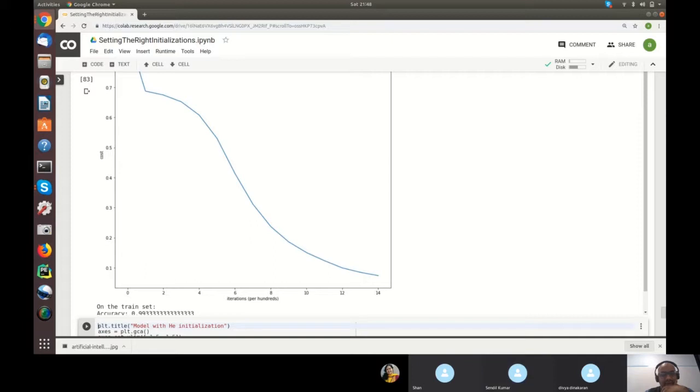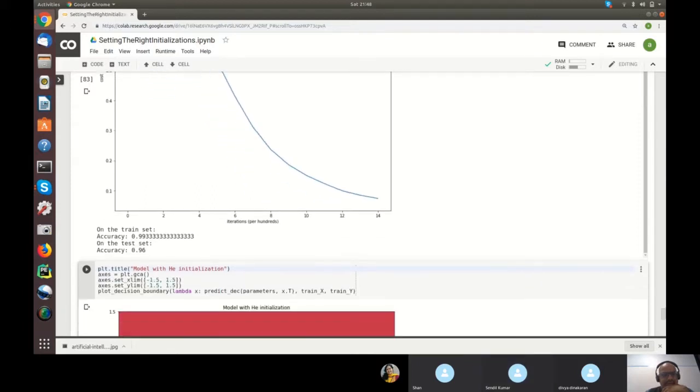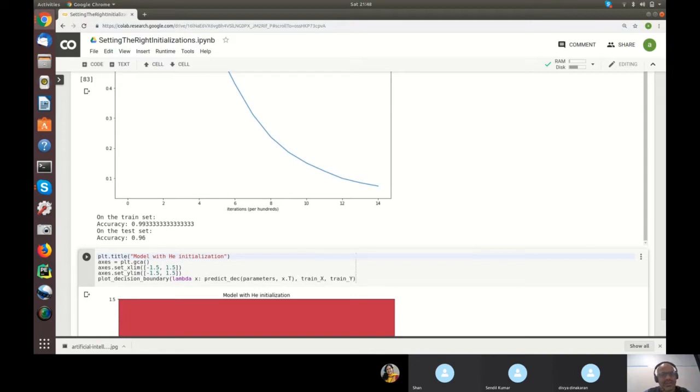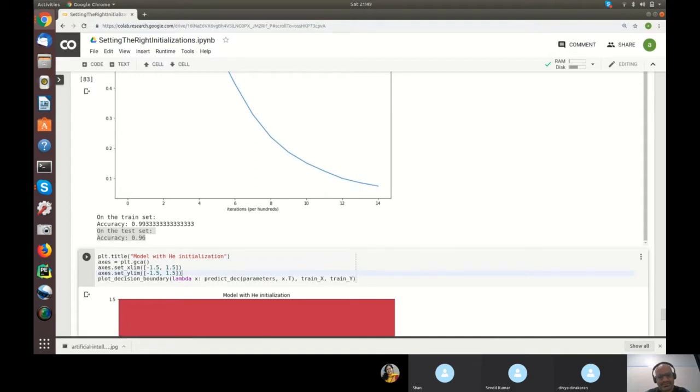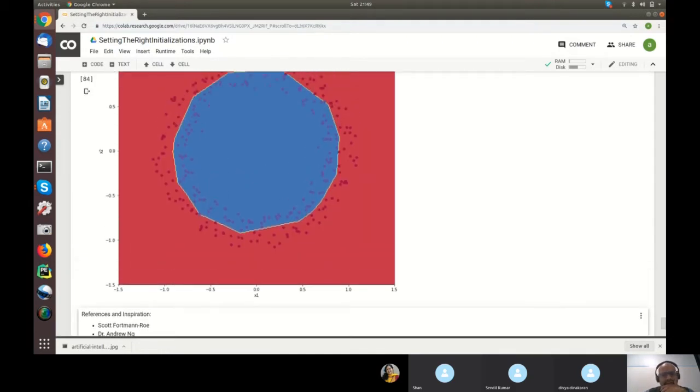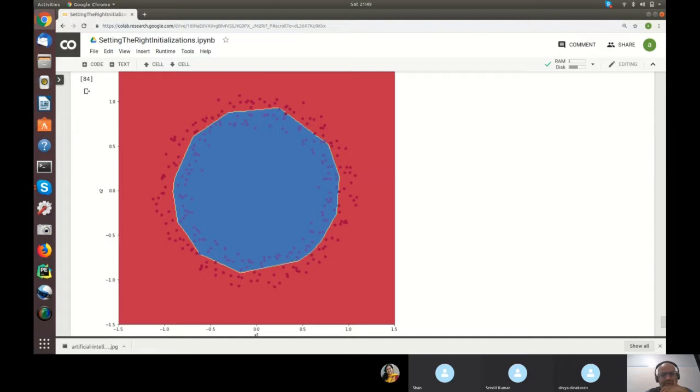So previously, our loss function was 0.38 around here. Now it's less than 0.1. The accuracy on training is 99%. On test, which is more reliable, it's 96. That's fairly decent. This is what the decision boundary looks like, where it's trying to separate the red dots from the blue dots. It's doing a fairly decent job of that.